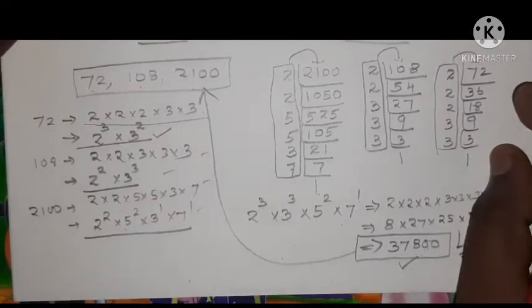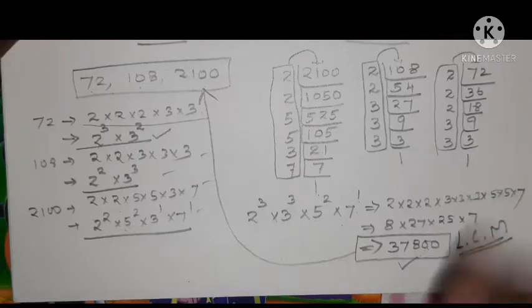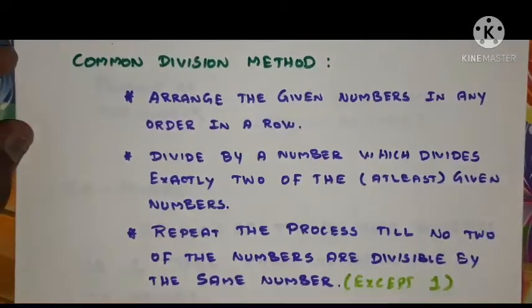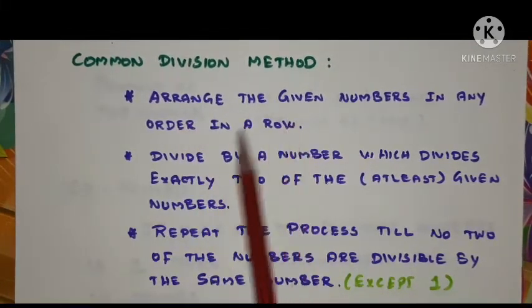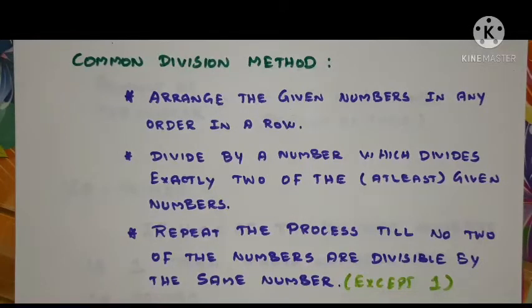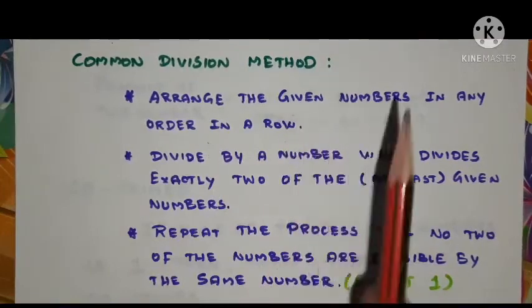Let's go to the next method, called common division method, to find LCM, the least common multiple. We have certain steps, and if you remember the steps, it will be easy to find the LCM of the given numbers by this method. The first step: arrange the given numbers in any order in a row. If they give more than two numbers, we should arrange them in any order. It's not mandatory to use ascending or descending order. That's the first step, right?